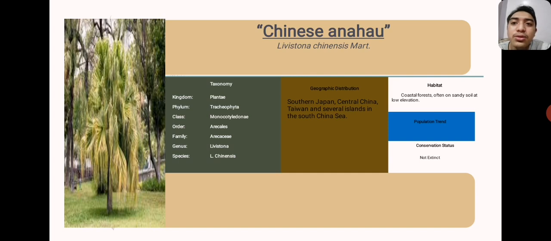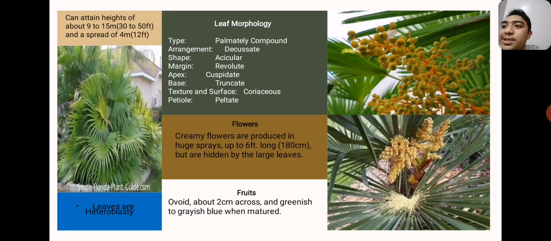Habitat: coastal forests, often on sandy soil of low elevation. Population trend identified and conservation status is not extinct. Can attain a height of about 9 to 15 meters, 30 to 50 feet, and a spread of 4 meters, 12 feet.